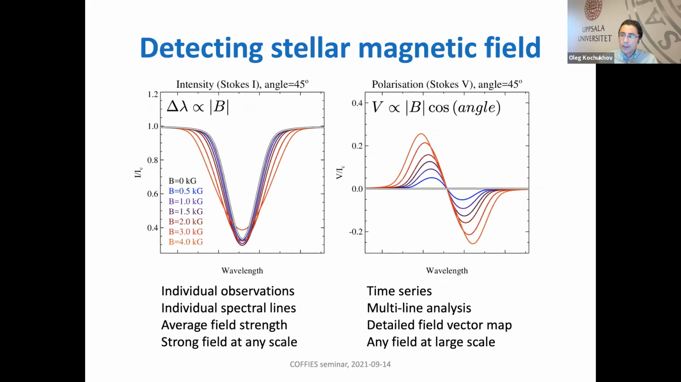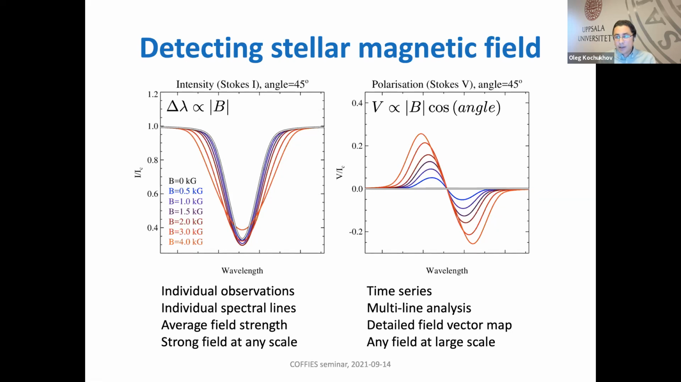Here is an example of how magnetic field signatures may look in these two different observables. On the left, you can see the typical impact of a magnetic field on the Stokes I spectra. These are theoretical spectra plotted in order of increasing magnetic field from 0 here to about 4 kilogauss. And you can see how the line becomes broader. And then on the right, you see the Stokes V profile for, again, a range of magnetic fields. It is important to realize that when we are detecting magnetic fields using Zeeman broadening in Stokes I, the effect is proportional to the absolute value of the magnetic field. So the broadening is linearly proportional to the field.